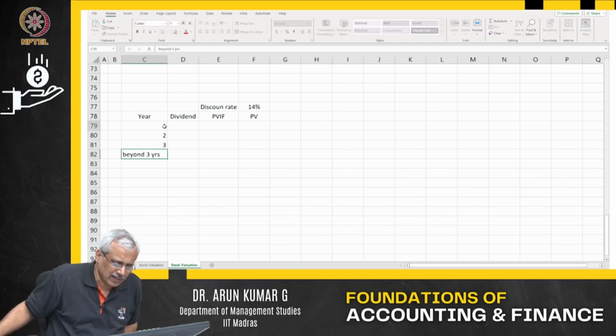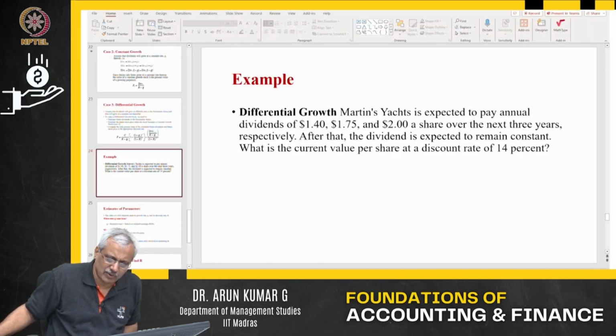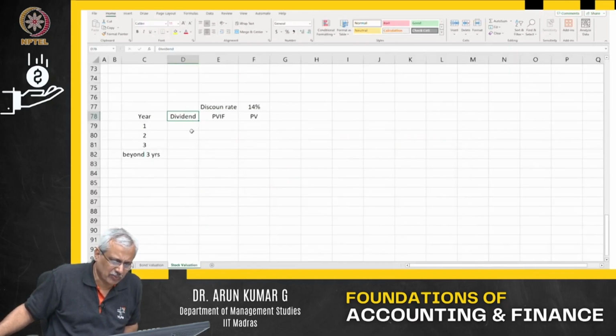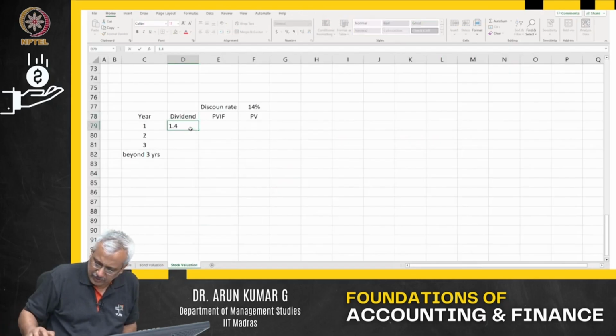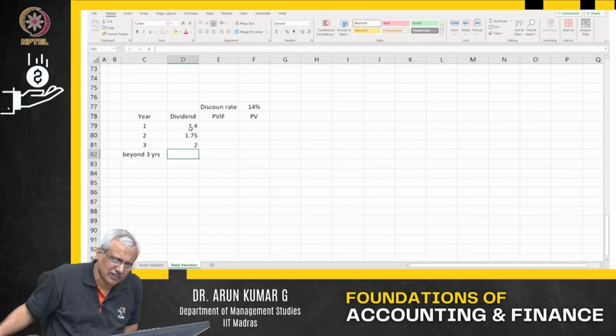Beyond 3 years out there. So, let us look at all these aspects out here. First year, what is the dividend? First year 1.4, 1.75 and then $2, and beyond that it's going to remain at the constant $2 out there.